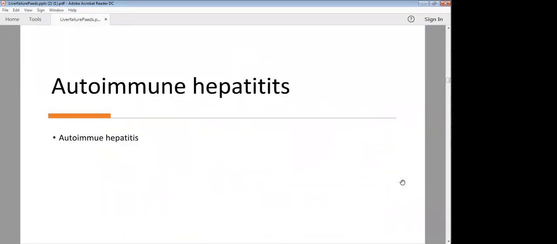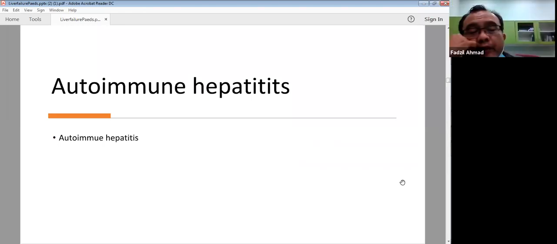Okay, autoimmune hepatitis. Is it Doctor? Apa benda tu beritahu ha.